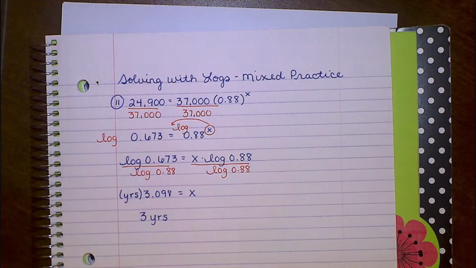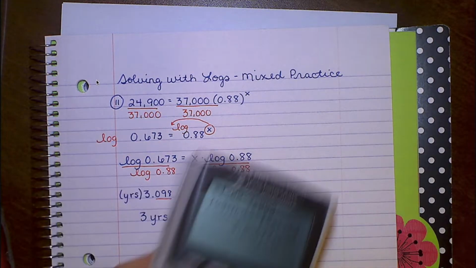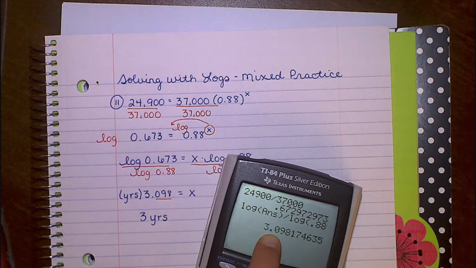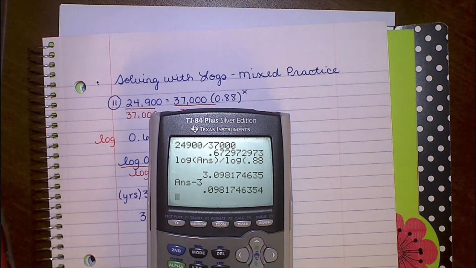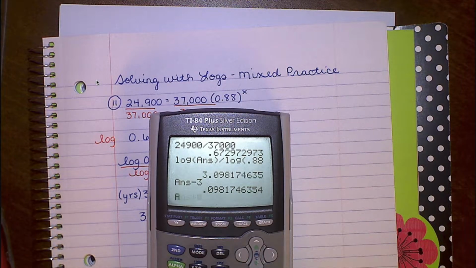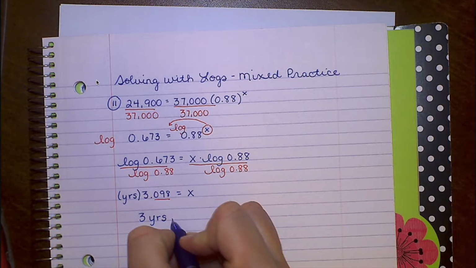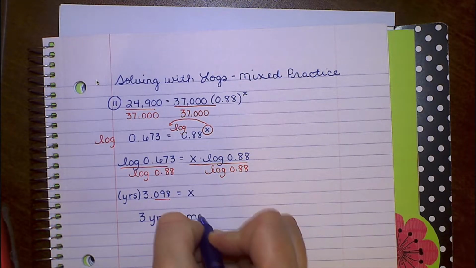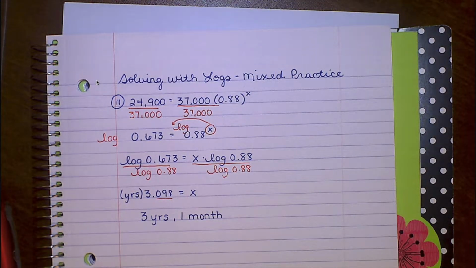Now the question is, how many months are represented by this 0.098? What I can do is get this decimal where the 3 is gone, so I'm going to subtract the 3 so that I have just the decimal left. And then this represents your months. If there's 12 months in the year, I can multiply this by 12 to see how many months this actually represents. And it looks like it represents just a little bit more than 1 month. So 3 years and 1 month. And that's when my value will reach that 24,900.